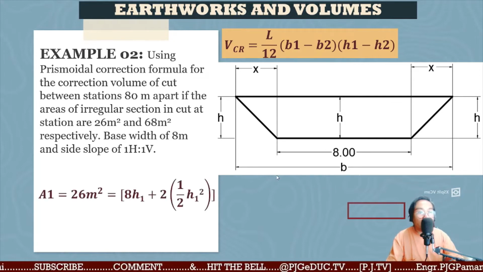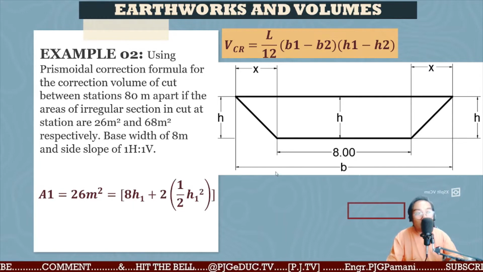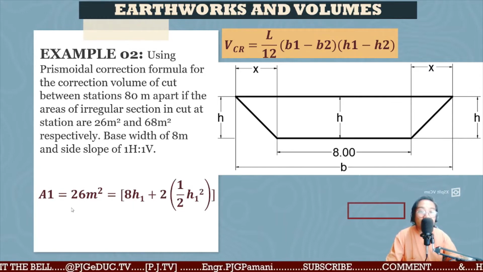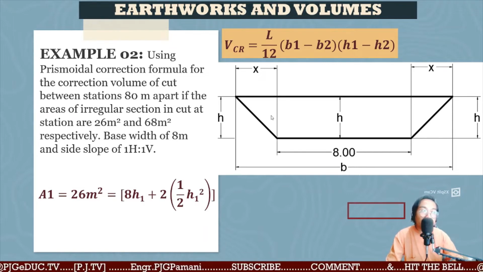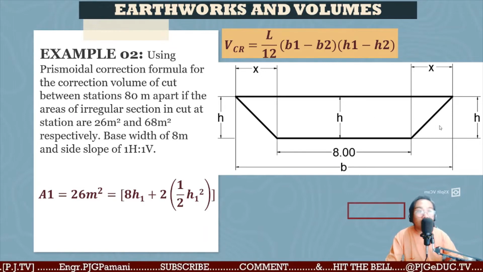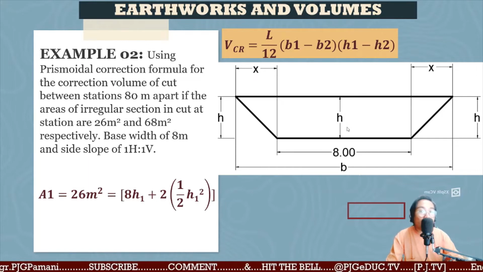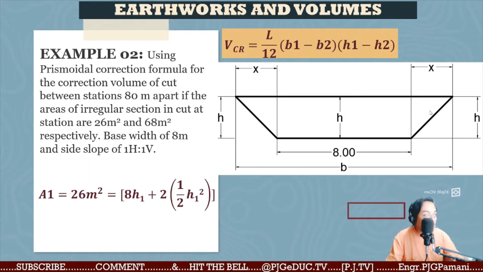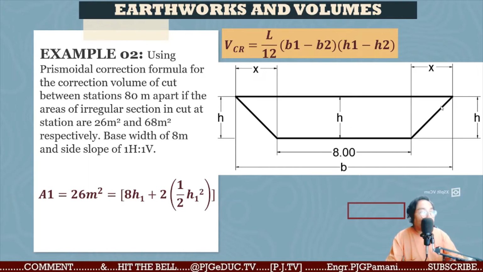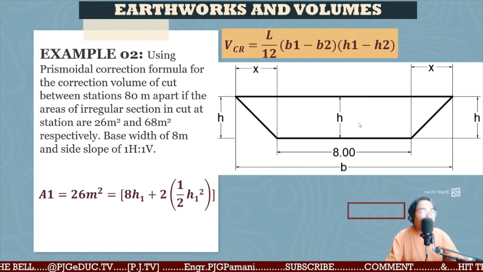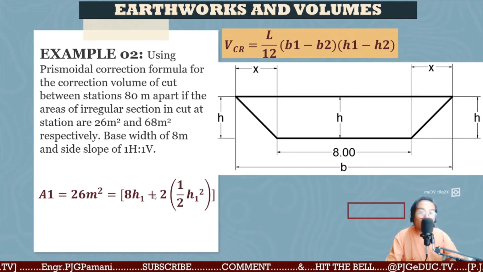So how are we going to do that? Formulate our equation. Remember that our area for section 1 is 26 square meters. If that is 26 square meters and our slope is equal, we subdivide it into multiple regular figures. As you can see here, we have 2 right triangles and 1 rectangle. So 1 rectangle with a base of 8 meters: 8 times H1, plus 2 right triangles.